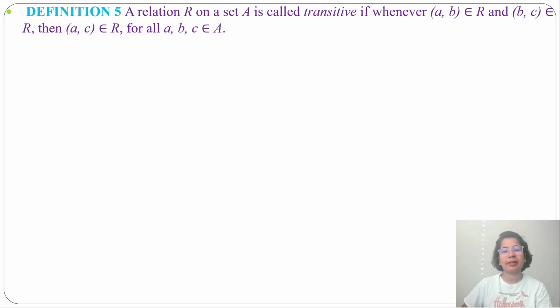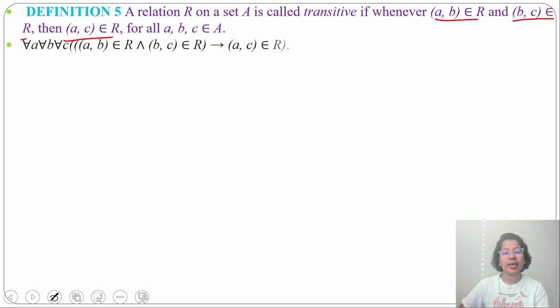I already discussed reflexive and symmetric relation. Today I will discuss transitive relation. Definition 5. A relation R on a set A is called transitive if whenever (a, b) belongs to R and (b, c) belongs to R, then (a, c) must belong to R for all a, b, c belonging to set A. So whenever (a, b) is present and (b, c) is present, (a, c) must be present.